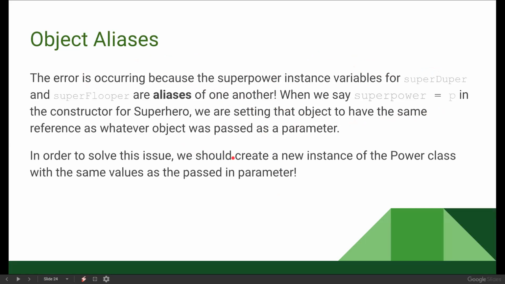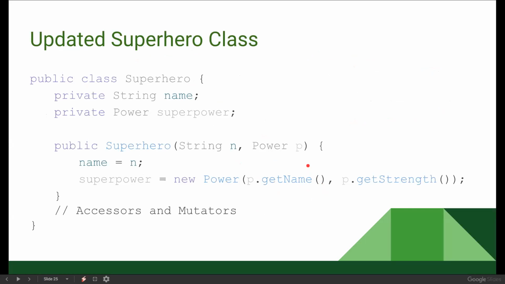So in order to solve this problem, in our constructor, when we get a power object, we're going to make a new power object with the same instance values as we got from the parameter. So we've got our same setup in our superhero class, and then our constructor, the first line is the same, second line is the same, but we're not saying superpower equals p anymore. We're not just assigning the same reference.